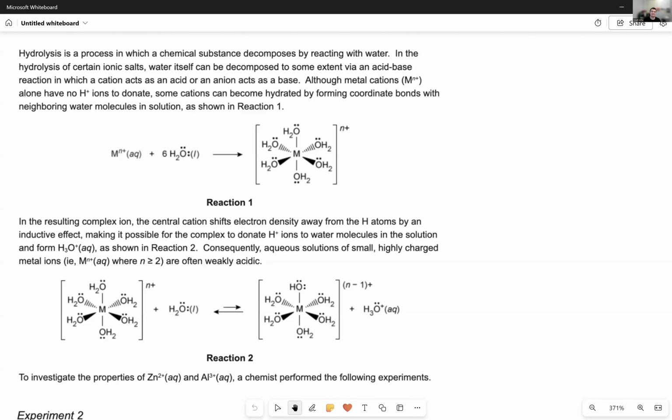Alright, hey guys, my name is Matt and I am an MCAT tutor, and today we're going to go through a practice MCAT passage, and this passage is going to deal with acid-base chemistry. Acid-base chemistry is a pretty high yield topic on the MCAT, so this is definitely something you're going to want to have down for test day.